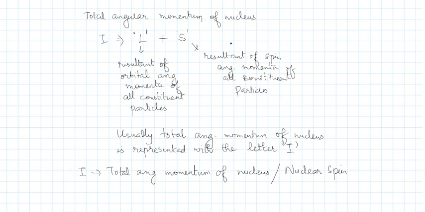Usually, to avoid some sort of confusion, we always give the total angular momentum of the nucleus or nuclear spin with the letter I, capital letter I. So don't confuse nuclear spin as coming from the spin angular momenta alone. It's not like that. Nuclear spin is just another term for the total angular momentum of a nucleus, and it is coming from the resultant of orbital angular momenta as well as spin angular momenta of all its constituent particles.